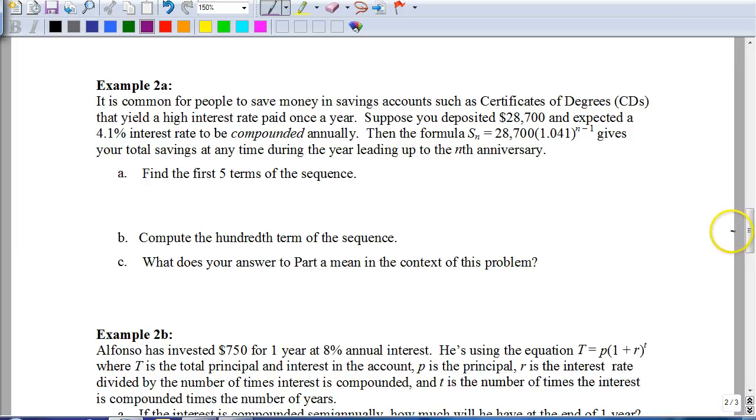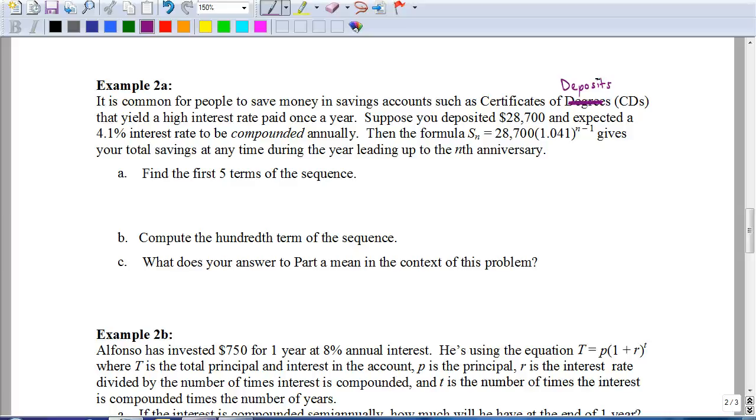And we'll end with this. With this story problem, it says it is common for people to save money in savings accounts, such as certificates of deposit, that yield a high interest rate paid once a year. Don't ask me how that got changed to degrees. I have no idea, but it should say certificates of deposit. Okay, so with a CD, you get the interest, but you don't get the interest till the end of the year.